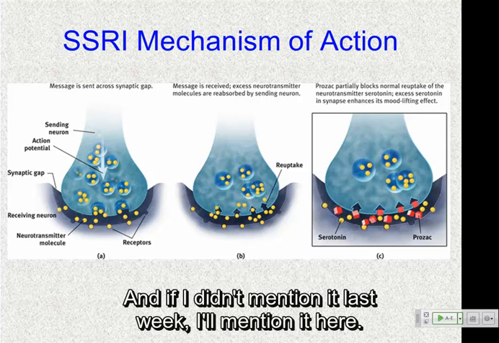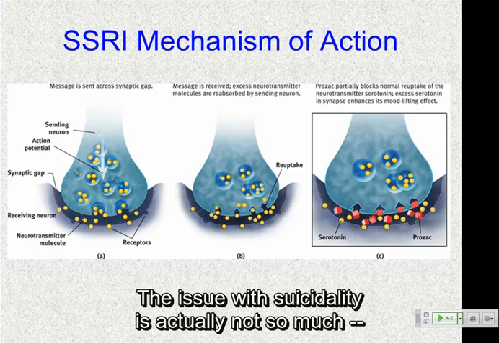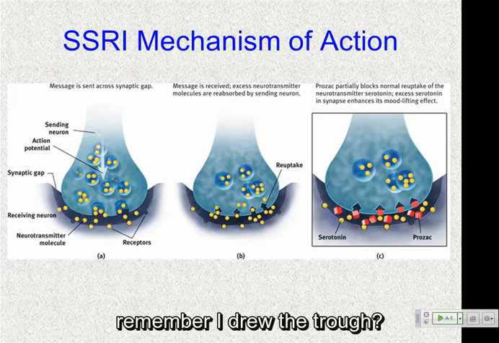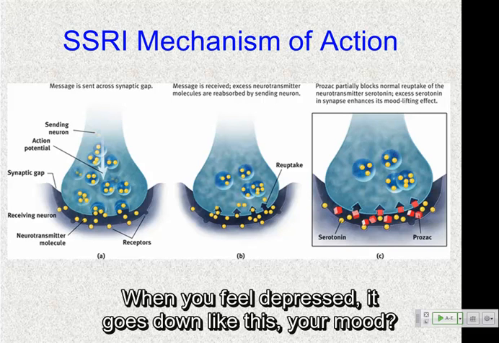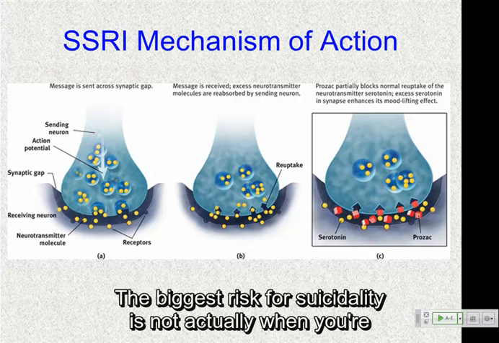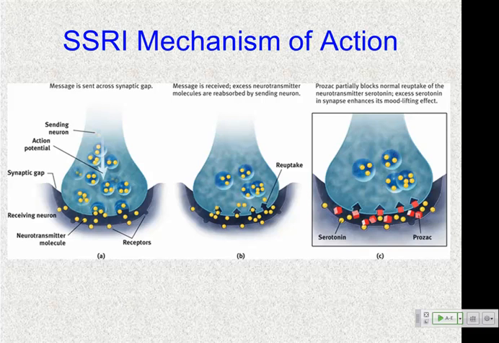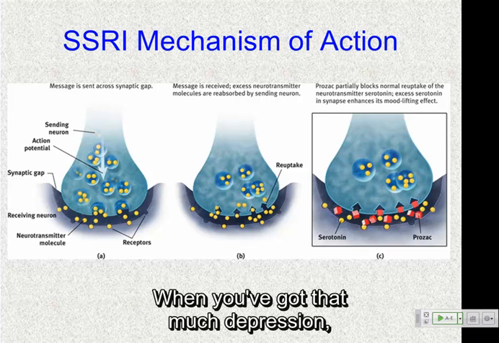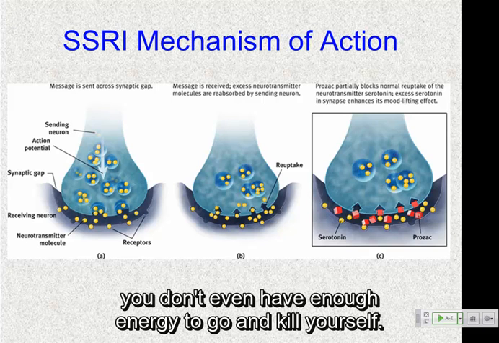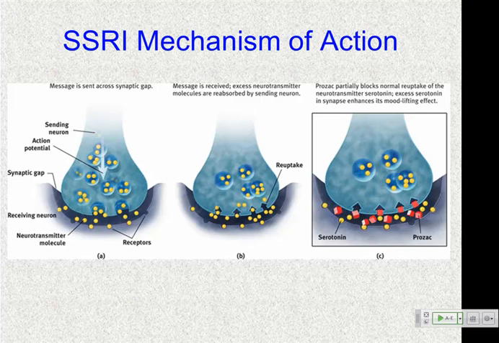And if I didn't mention it last week, I'll mention it here. The issue with suicidality is actually not so much, remember I drew the trough? When you feel depressed, it goes down like this, your mood. The biggest risk for suicidality is not actually when you're at the bottom of the depression. You know why not? When you've got that much depression, you don't even have enough energy to go and kill yourself. Okay?